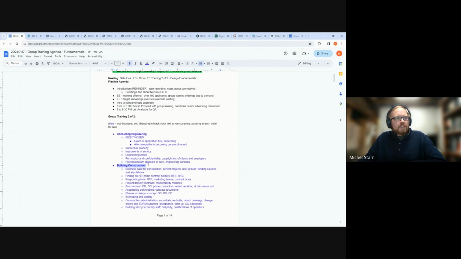Start with the building construction rather than with the consulting engineering. And the building construction is, of course, what we're doing. We are constructing, and so there needs to be a business case for this. And that would be on the owner side of things.